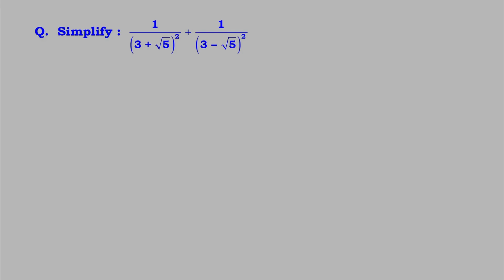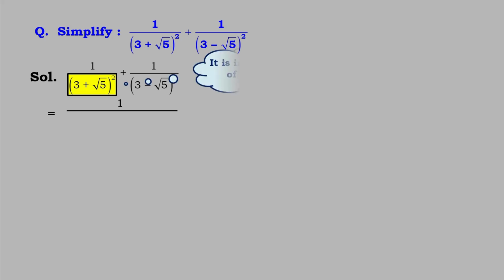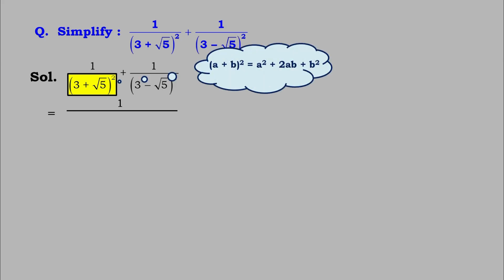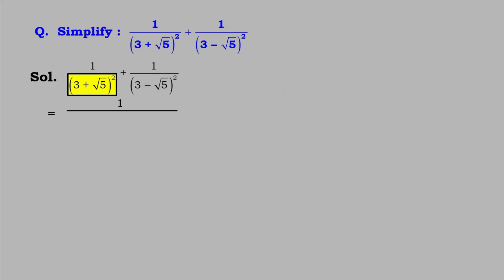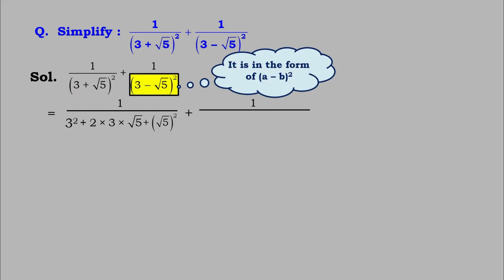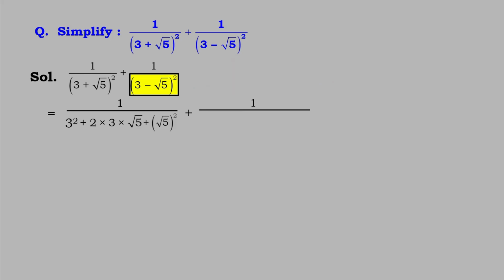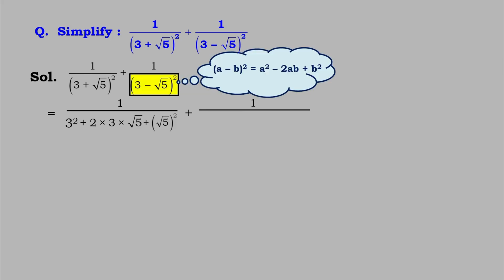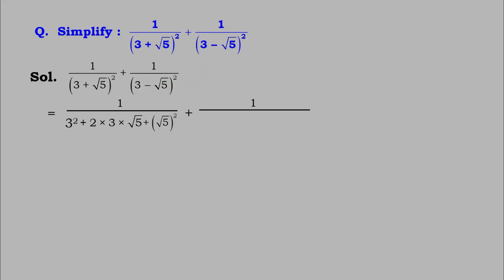Next question, simplify this. So first it is in the form of (a plus b) whole square. So we will apply the a square plus 2ab plus b square formula. And next one is the (a minus b) whole square form. So we will apply that a square minus 2ab plus b square form. Now we are going to simplify it.